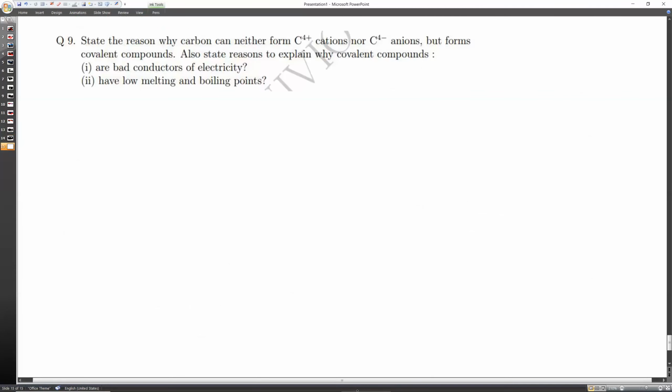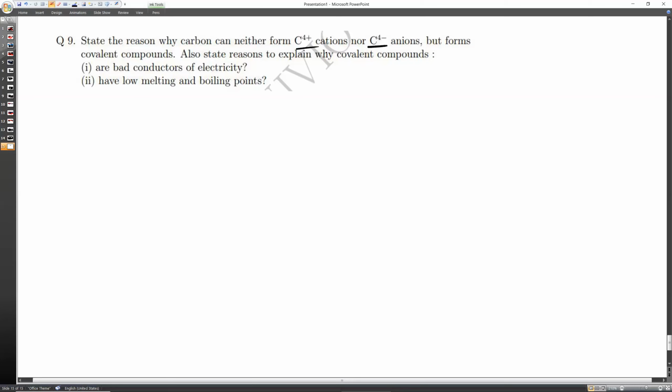Okay, so here is the question: state the reason why carbon cannot form C4+ and C4- ions. So you can check this in your notes. But I'm going to explain why it cannot form C4+ and C4- ions.